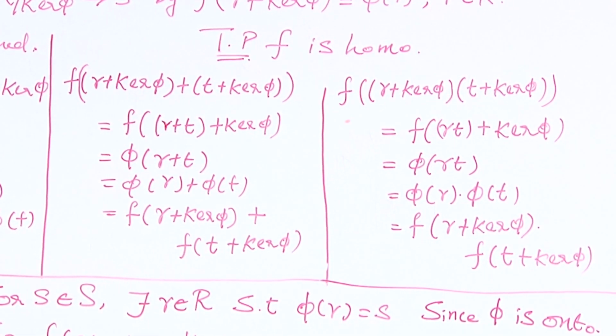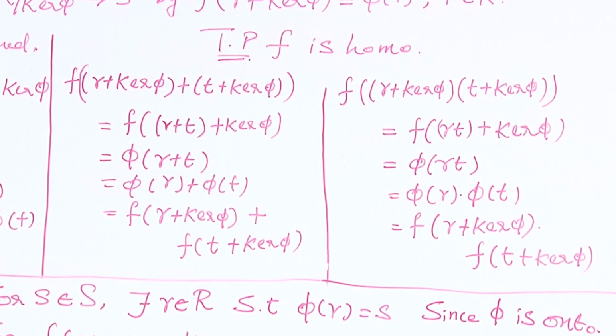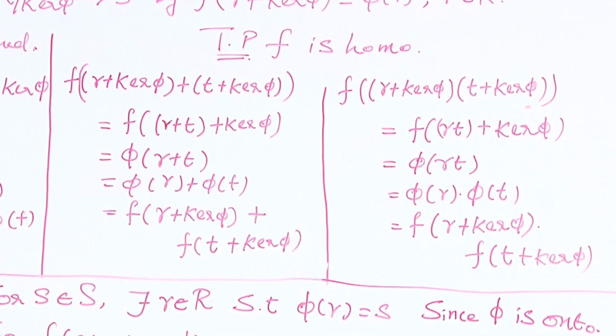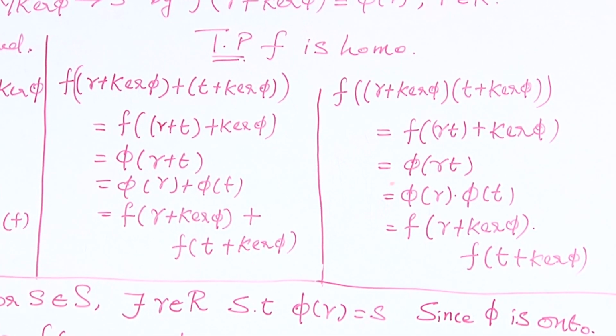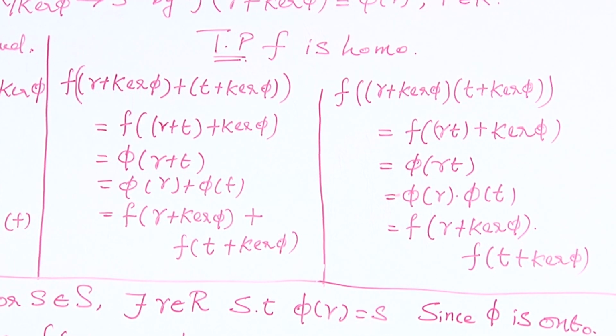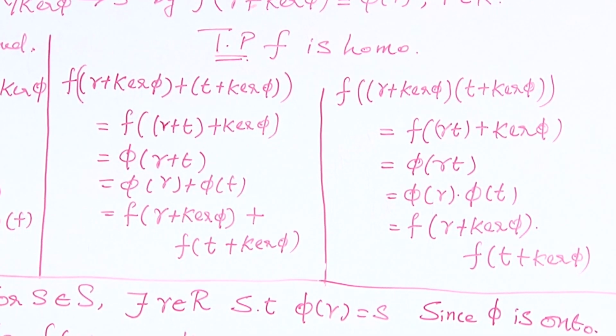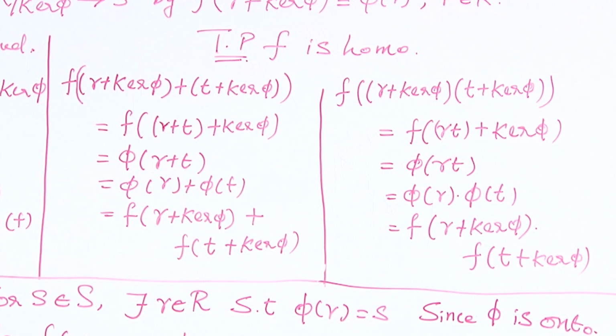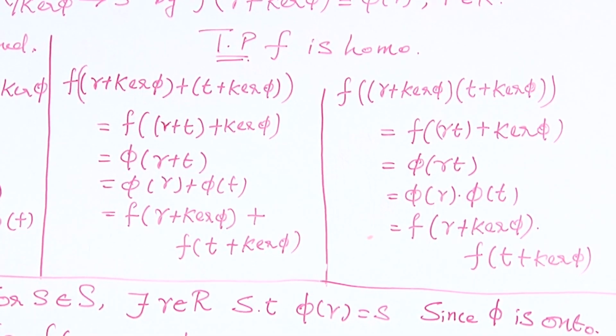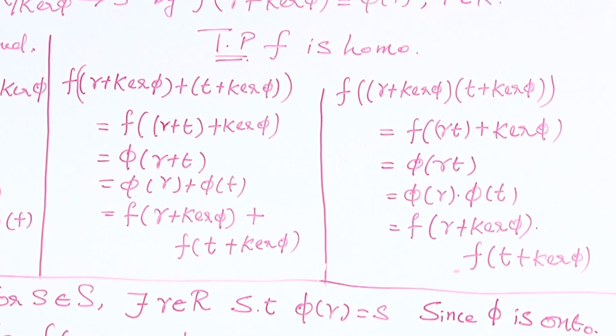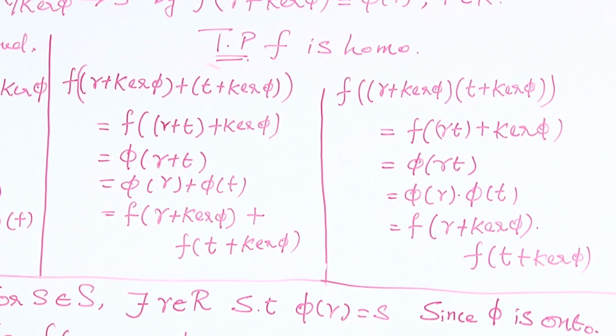The second condition is f of r plus kernel of phi into t plus kernel of phi. That is equal to f of rt plus kernel of phi. That is equal to phi of rt, since f of r plus kernel of phi equal to phi of r. So, that is equal to phi of r into phi of t. That is equal to f of r plus kernel of phi into f of t plus kernel of phi. So, we say that f is a homomorphism.